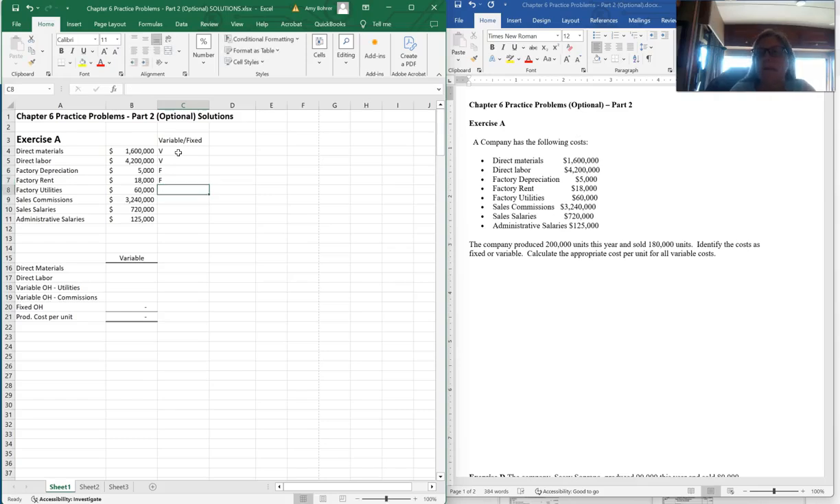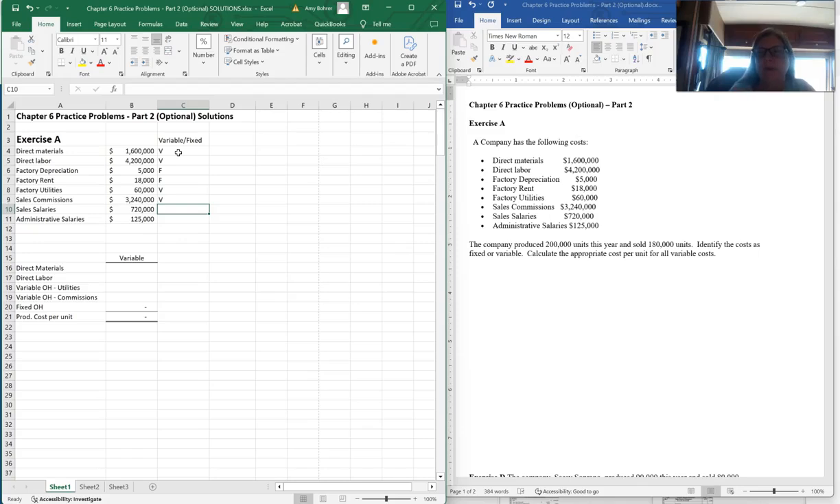Factory utilities, that's going to be variable, right? When you get your power bill each month, it might be $200 one month, it might be $150 the next month. It depends on how much you run your heat or your air conditioning or your dryer. So that is going to be variable. Sales commissions, again, that's going to vary depending on how much is sold, right? So that's variable. Sales salaries.